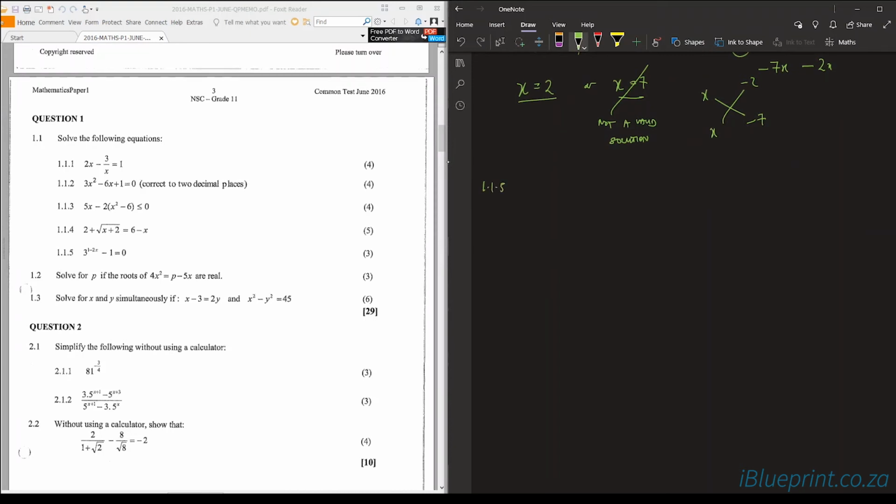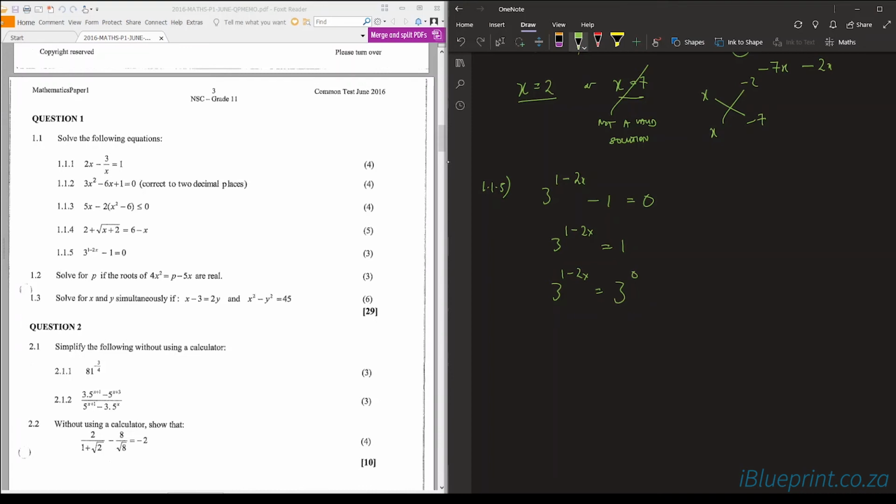1.1.5. 3 raised to 1 minus 2x minus 1 is equal to 0. Again, solve for x. So the way we solve these problems where the x is in the exponent is we solve it by comparison. We need to make sure that we have some base, in this case 3, raised to something with x is equal to 3 raised to something without x. So if we can write that, we got 3 raised to 1 minus 2x is equal to 1, which means 3 raised to 1 minus 2x is equal to 3 raised to 0.